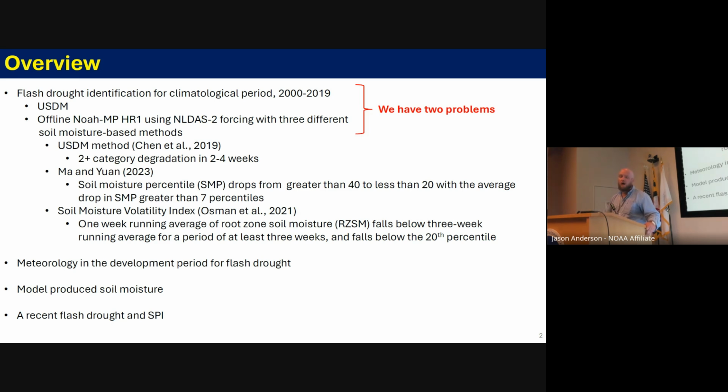We're going to look at the Yuan method from 2023, and that requires a soil moisture percentile drop from greater than the 40th percentile to less than the 20th percentile, with at least a 7 percentile drop per week. And then we're going to look at the soil moisture volatility index, from Osman 2021, and it requires the 1 week running average of the root zone soil moisture to drop below the 3 week running average of the root zone soil moisture, and then also get below the 20th soil moisture percentile. So we have 3 different methods that are all soil moisture based compared to the USDM, and we're going to see how those compare.